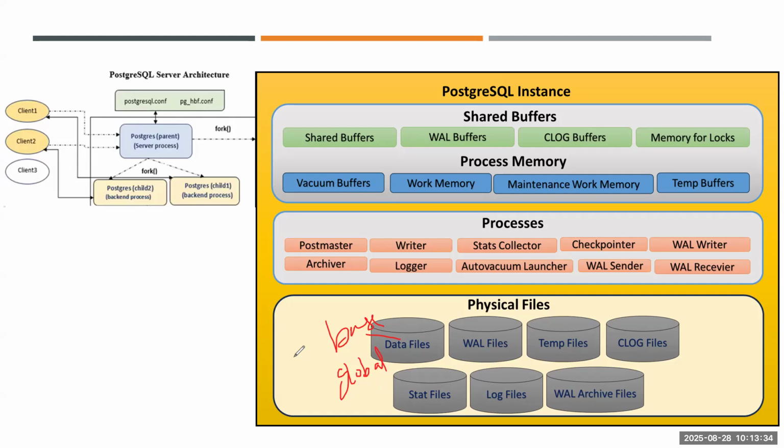From the shared buffers, data goes to the data files. From the WAL buffers, it goes to the WAL files. This is very important; we should understand it. From the shared buffers, it goes to the data directory, and from the WAL buffers, it goes to the WAL directory, pg_wal.